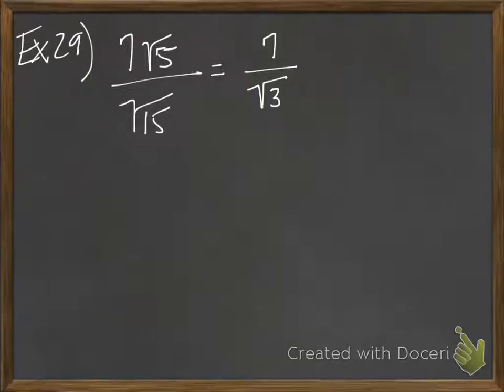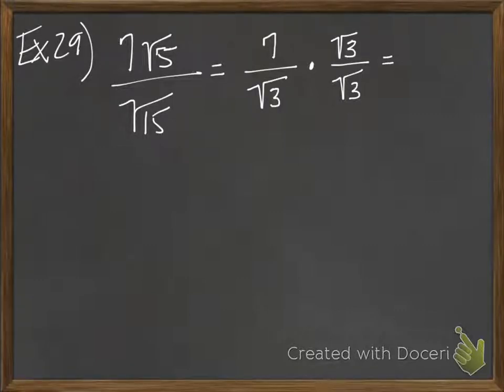Can't leave the square root of 3 in the denominator. What am I going to multiply by or rationalize by? Square root of 3 over the square root of 3. So somebody's going, do you always use the number that's in the bottom? Yes, because that's the square root you're trying to get rid of.